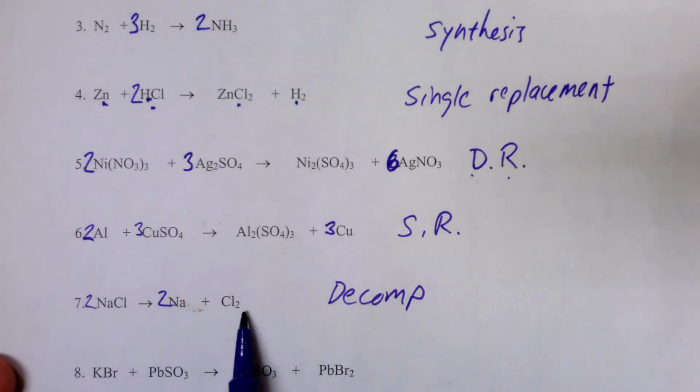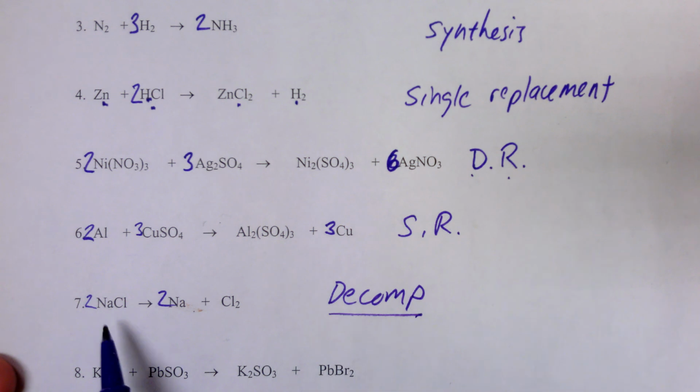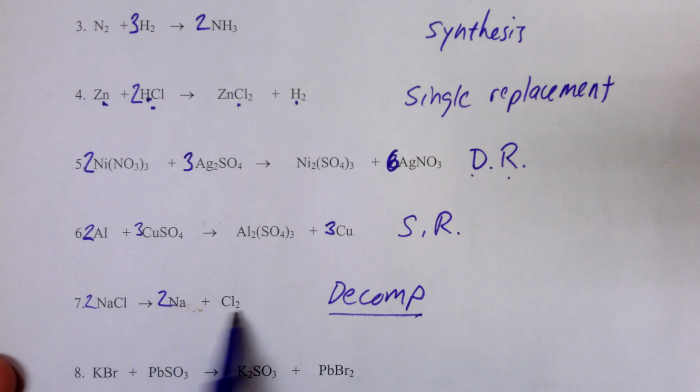Here are my coefficients that make everything balanced. This is a decomposition because we have a compound. We have 2 elements that are stuck together, and then we decompose them. We break them apart into their individual elements.